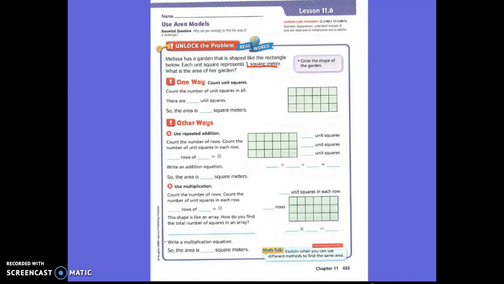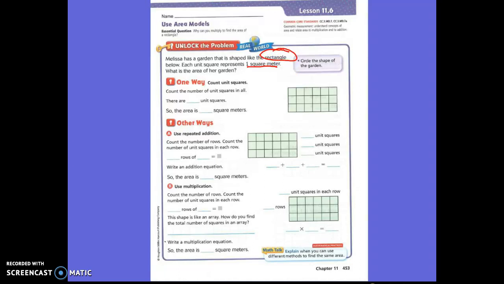Okay, the purple little box says for you to circle the shape of the garden. So, in the directions, circle the shape of her garden. You can circle what shape it told you in the directions. In the directions, what shape did it tell you? A rectangle. So, circle the word rectangle in the directions. That's what it meant. No, it says circle the rectangle.